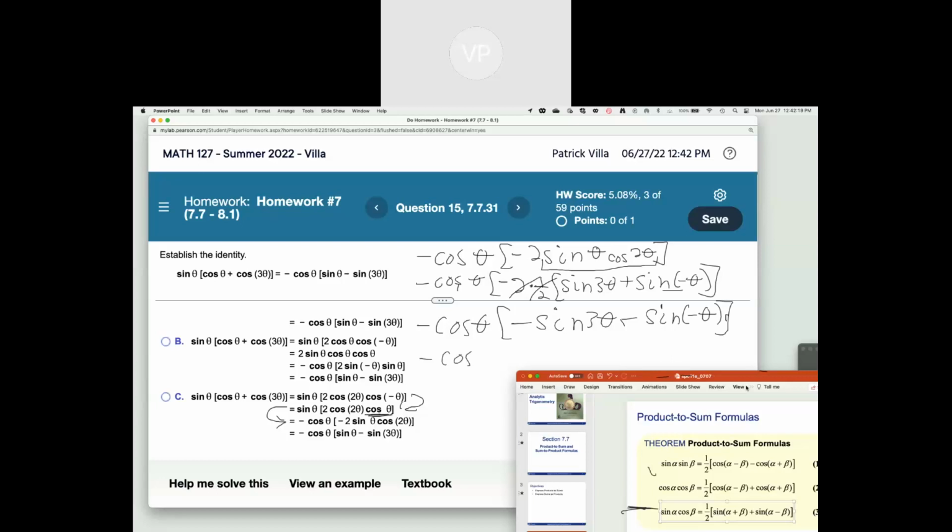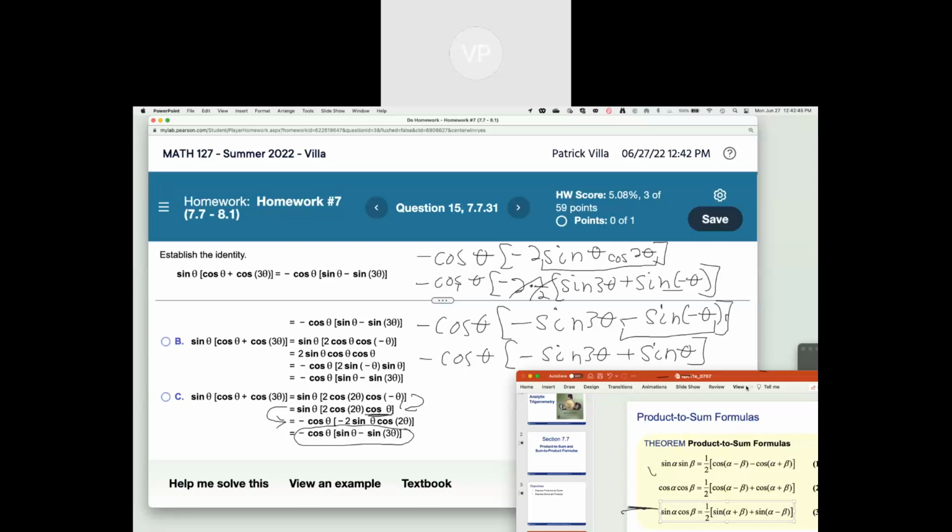And now we have a minus this right here. Remember, when you have a negative, the negative comes out front, so that cancels off. And that's how you get a positive sine of theta. So you see, that is that exact step right there. Just flip around those two terms.